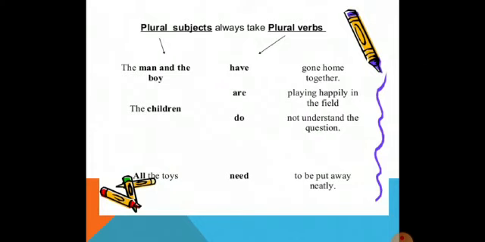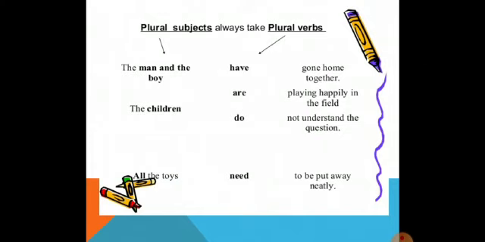Now, totally different from what we covered before are the plural subjects. When I find the man and the boy, this is plural. Actually, they take plural verbs. So I say the man and the boy have gone home together. The children, now it's already a plural subject. So I say the children are playing happily in the field, or the children do not understand the question.